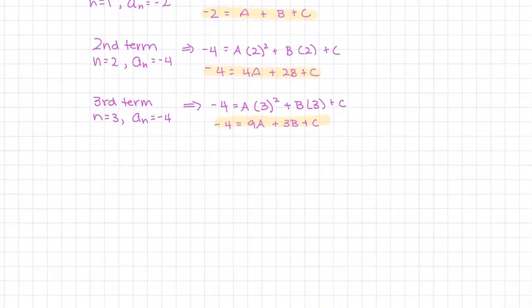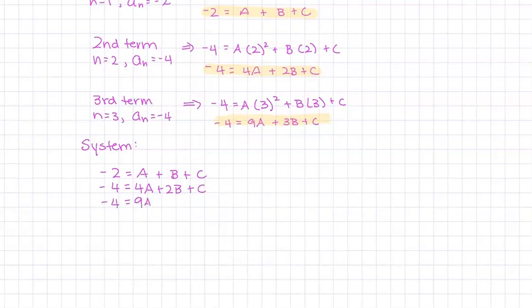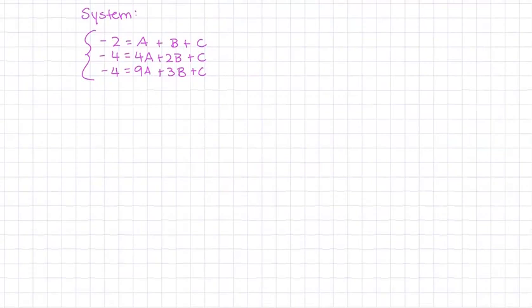But for this one, just to remind us how this works, our system of equations then is negative 2 equals a plus b plus c, negative 4 equals 4a plus 2b plus c, and negative 4 equals 9a plus 3b plus c. So now it just becomes solving this system.